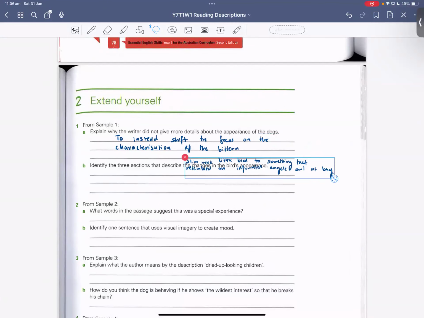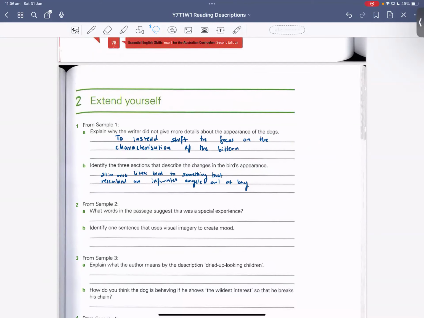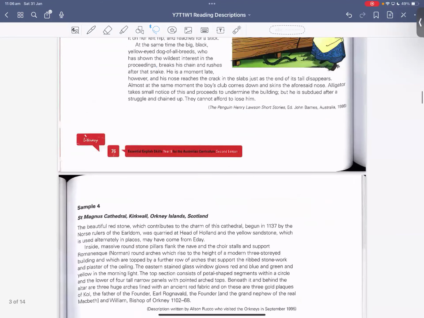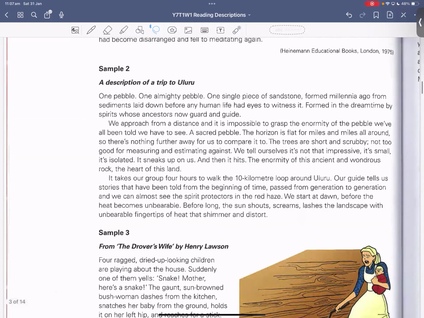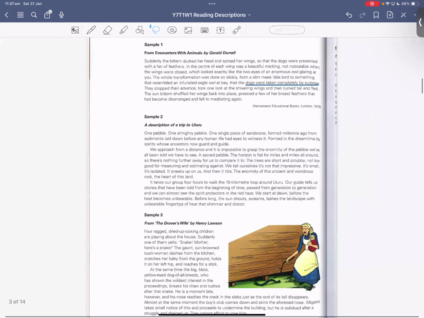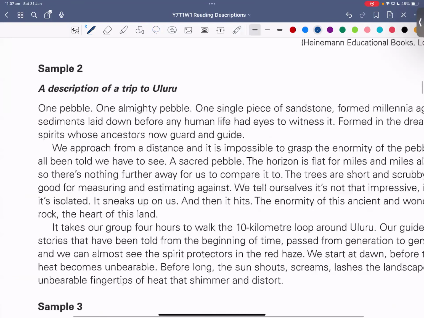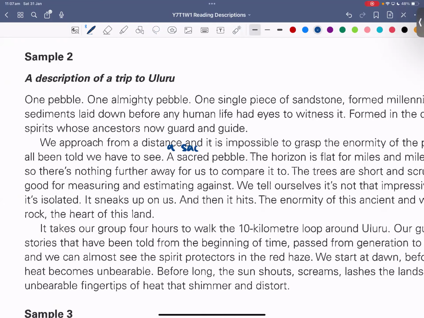What words in the passage? So now we are moving on to sample two. This one, a trip to Uluru. So what words in this passage make this trip special? What can convey that this person felt that this was a special trip? Anyone have an idea? Take a moment to think about it. Yes, "sacred pebble." Where is that? Oh, here, a sacred pebble. And it's also a short sentence which creates emphasis. That's called short syntax.